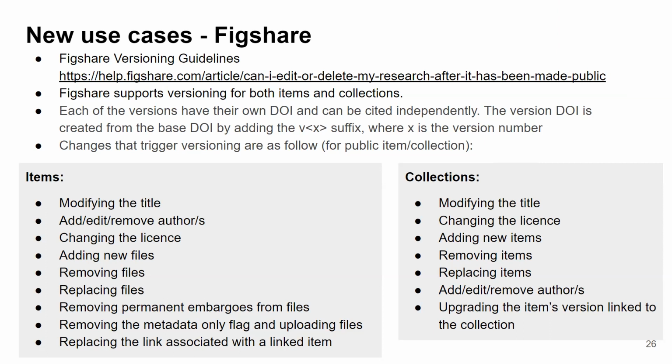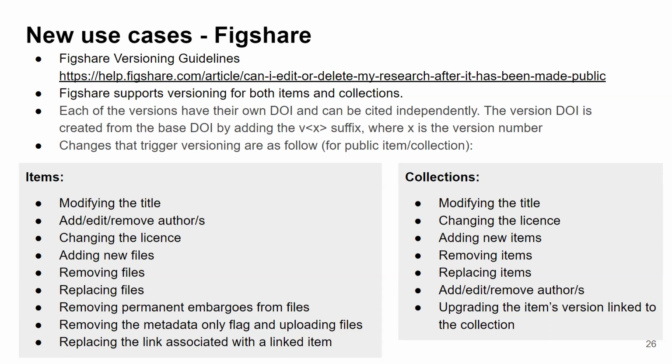So in Figshare terms, an item is a file set, or a file set with multiple files. A collection is relevant content grouped together into a themed collection. For each version, they have a new DOI that can be cited independently for each new version. The version DOI is created from a base DOI by adding the version number as a suffix, and the base DOI points to the latest version in the series.